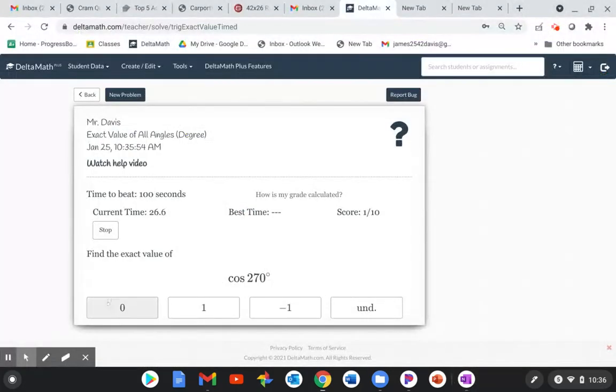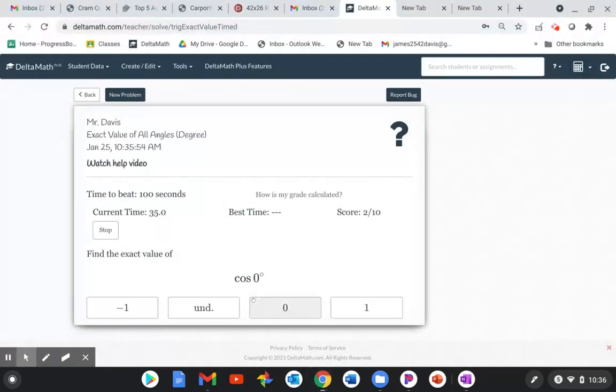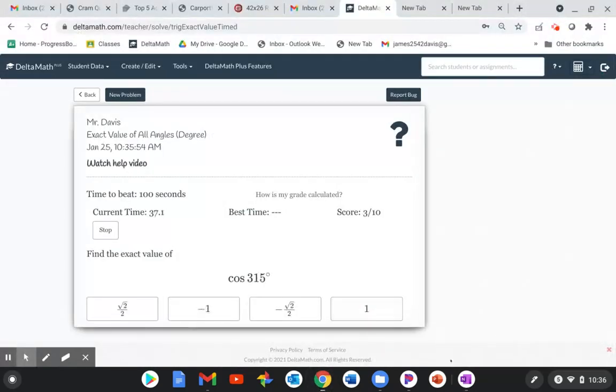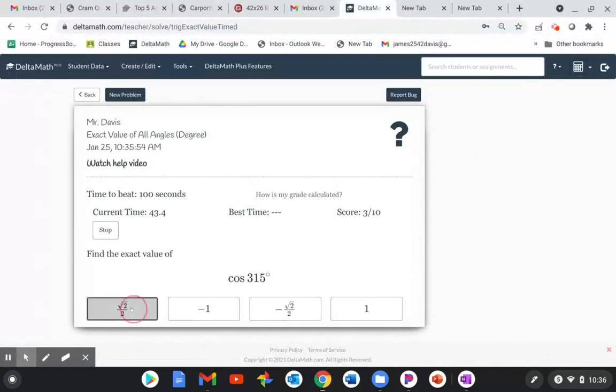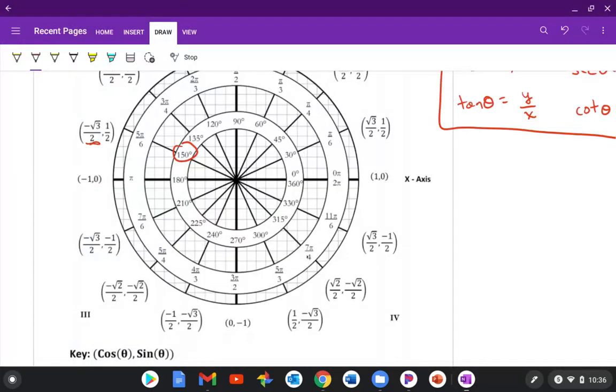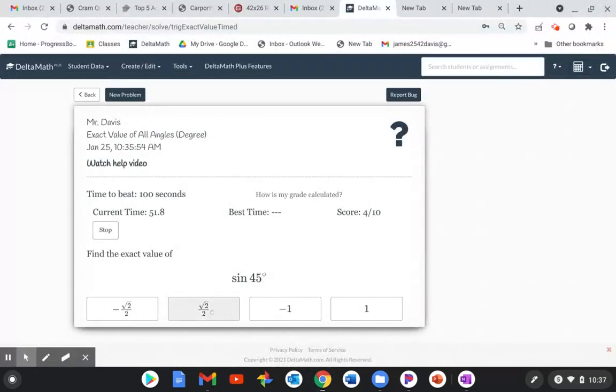Once you get the hang of this, you'll go pretty quick. Cosine of 0 degrees, so look at your unit circle. 0 degrees right here. The cosine of that is the x, so that's 1. Cosine of 315, you go to 315, the cosine is the x, radical 2 over 2. Sine of 45, we got 45 degrees. Sine is the y, so it's radical 2 over 2.